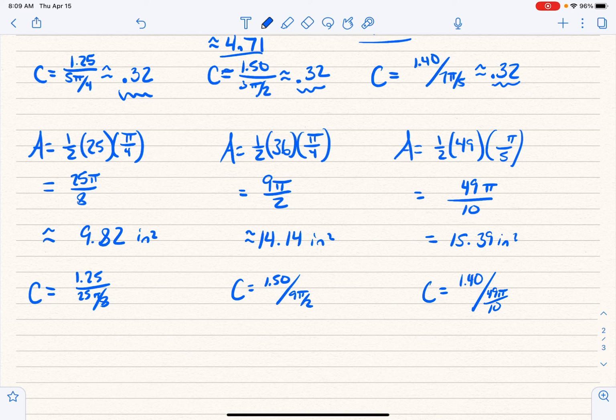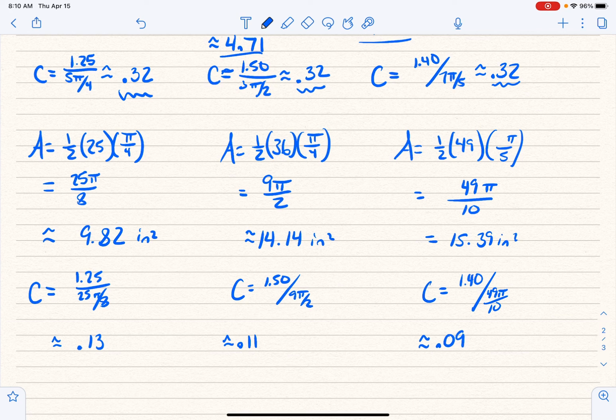Okay, so I say 125 divided by, open set of parentheses, 25 pi divided by 8. And this is now per square inch. I get about 13 cents. So it'd be 12.7 cents. So I'm going to round that up to 13 cents for the sake of time. And then 150 divided by, open set of parentheses, 9 pi divided by 2. And this time I get close to 11 cents. And then the last one, I got $1.40 divided by, open a set of parentheses, 49 pi over 10. And I get about 9 cents.